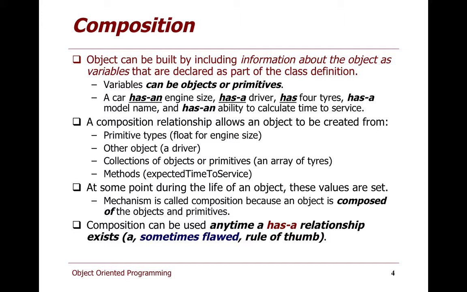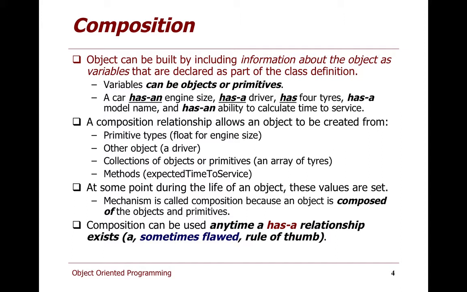Okay, when most people talk about composition, however, they're talking of things that happen at a class level, not a method level. And we have effectively got two different types of composition that apply at a class level. We have aggregation, which is loose, and we've got full-blown composition, which is a far, far closer and stronger relationship. So an object, and this is looking at composition at a top level here, can be built or created by including information about the object as variables that are declared as part of the class definition. We call these instance variables, and these can be objects or primitive types.